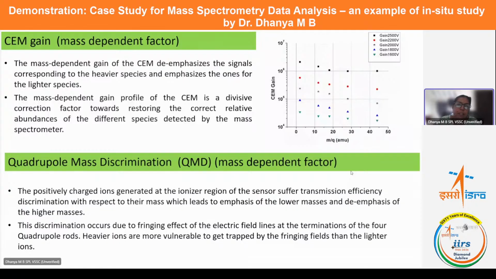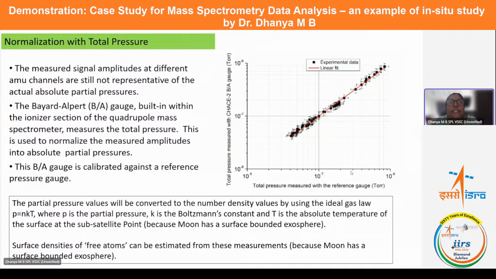based on laboratory calibration. And then finally is the normalization. For normalization, we use the total pressure. What it means is, when the ions or atoms enter our mass spectrometer, they are ionized at the ionizer, and the total current is measured by the Bayard-Alpert gauge sitting at the ionizer. After that, they pass through the quadrupole rods and reach the detector.